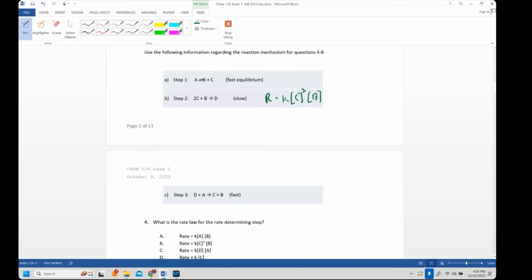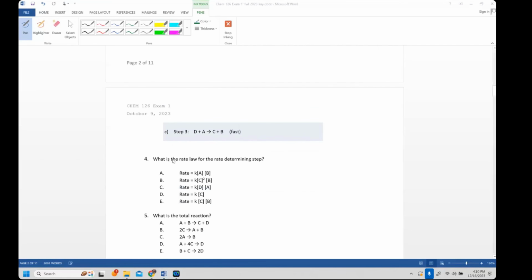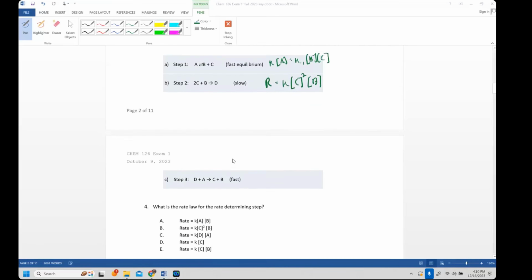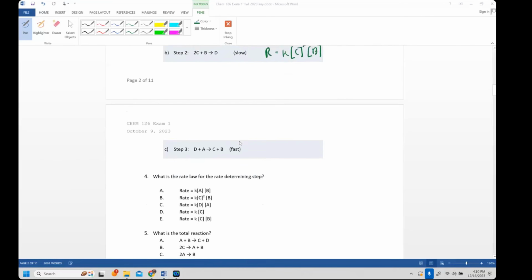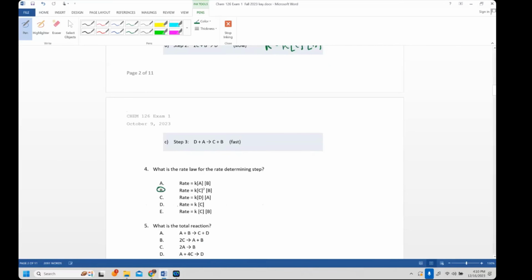There is some manipulation involved. So for the fast equilibrium step, we can make the rate going forward equal to the rate going backwards, which would be K times A equals K minus 1 times B times C. So we can say that as well. So from that, let's see what we can figure out. So what is the rate law of the rate determining step? Well, we just figured that out, right? The slow step is C squared times B. So that's this one, C squared times B.